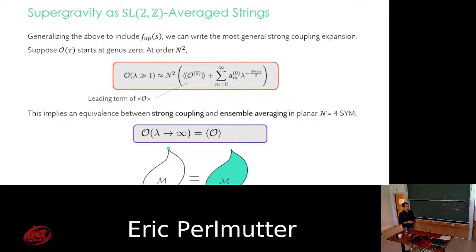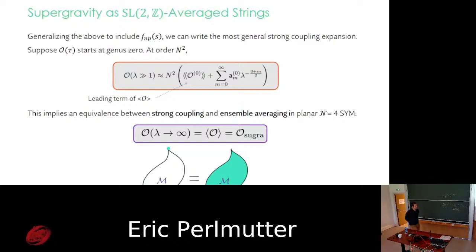And this is an uncanny formula. It looks a lot like what we usually work with at large lambda, except the infinite lambda piece is the average. So we immediately get to identify the large lambda limit of O with the large n ensemble average of O. Invoking holography, we know that the strongly coupled planar theory is the supergravity regime in the bulk. So we have this equivalence at large n.